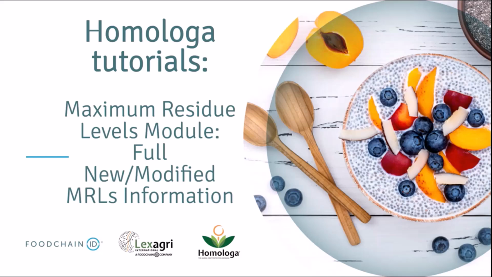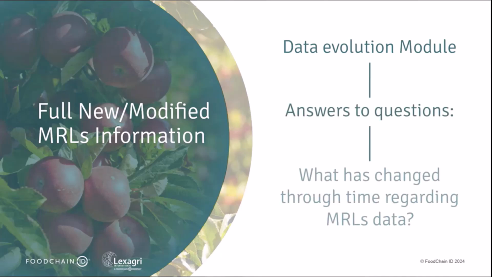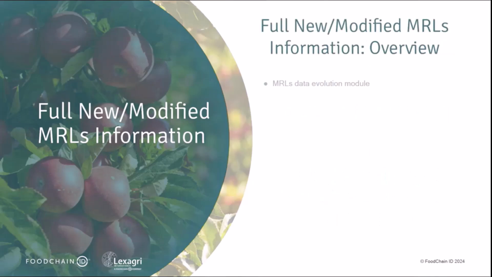Today we will review the MRLs Data Evolution module, full new and modified MRLs information. This module belongs to the Data Evolution module family, in this case related to maximum residue levels. It will help you answer questions related to the identification of MRL data that changed through time. This MRL Data Evolution module requires the user to define a specific time window in which the system will extract MRL changes that occurred during that period.